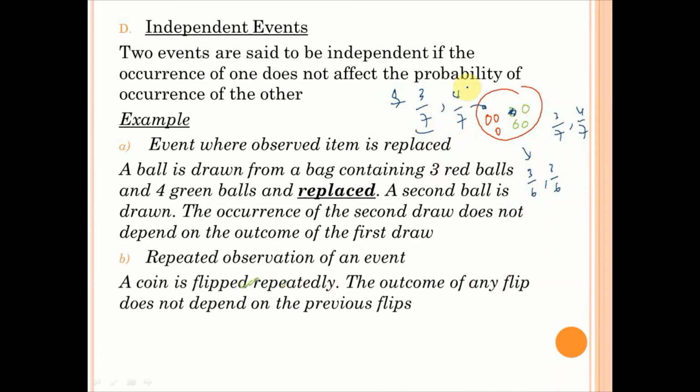Okay, another example of independent events is a coin flipped repeatedly. The outcome of any flip does not depend on the previous flip. It is true, because for a coin, the probability of getting heads and tails is 1/2. If you flip once, 1/2, and then flip again, still 1/2. It will not become 1/3 or anything, unless the coin is bent or something. So the probability stays the same, repeated.